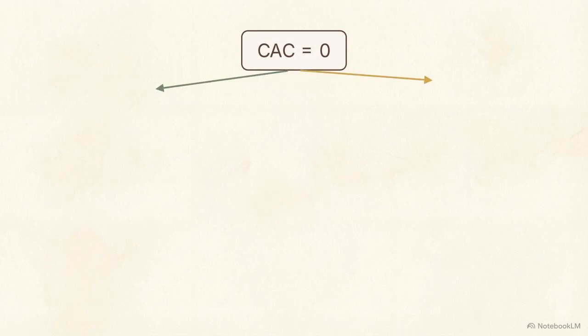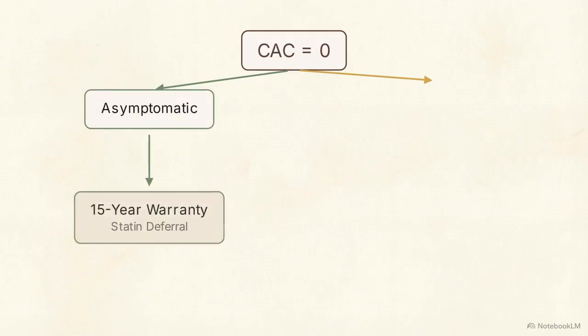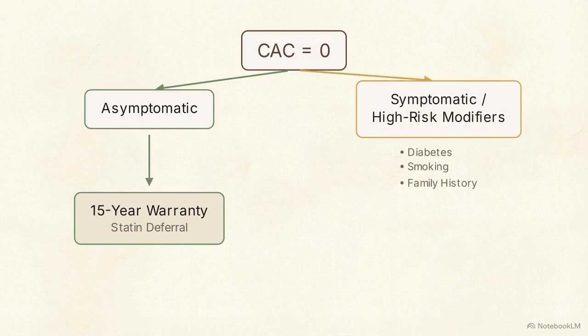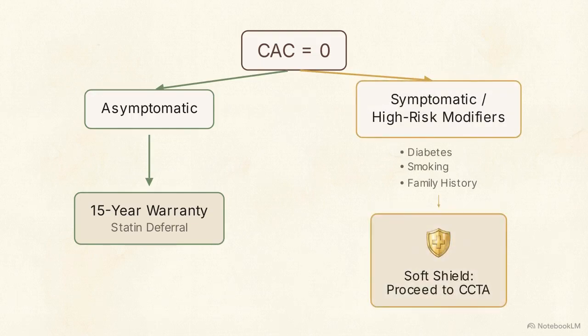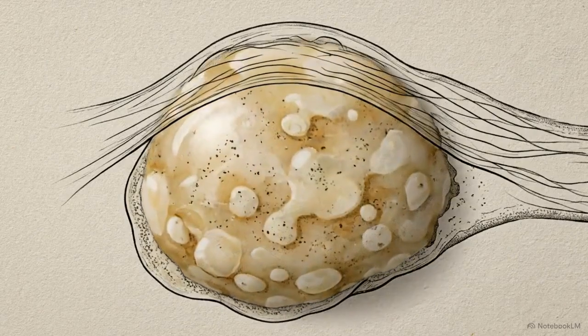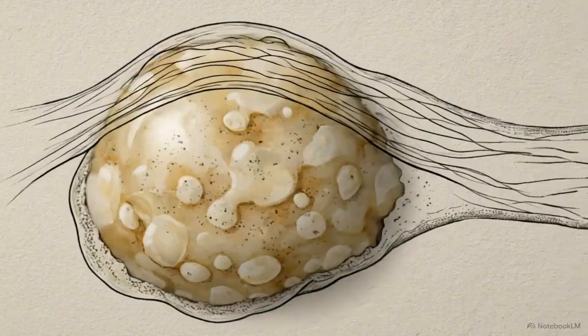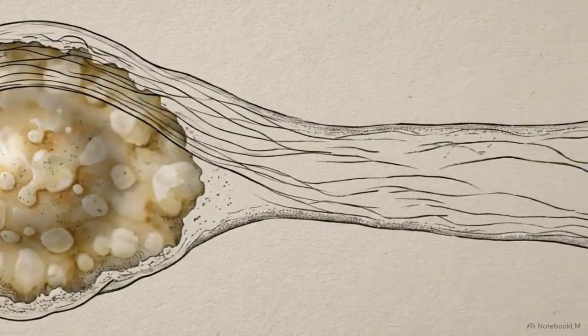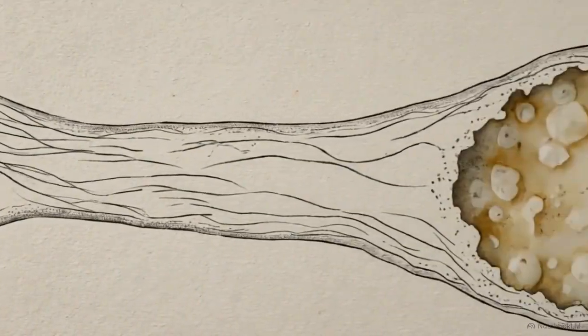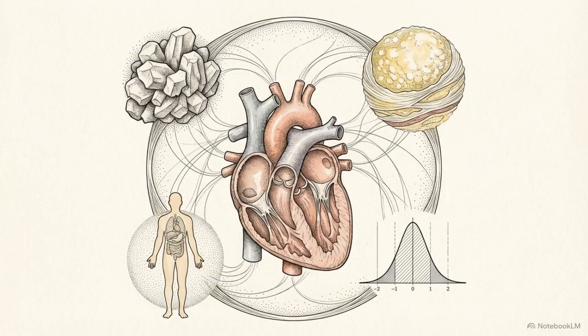The clinical framework for a 0 score is split. In the asymptomatic path, it serves as a warranty for de-escalating treatment. In the symptomatic or high-risk path, it is a soft shield that requires further investigation with CCTA. Treating a calcium score as a binary yes or no for heart disease ignores the complexity of how plaque actually forms and ruptures. Cardiovascular risk stratification is most effective when it integrates calcium data with soft plaque morphology, Bayesian probability, and the specific clinical phenotype of the patient.